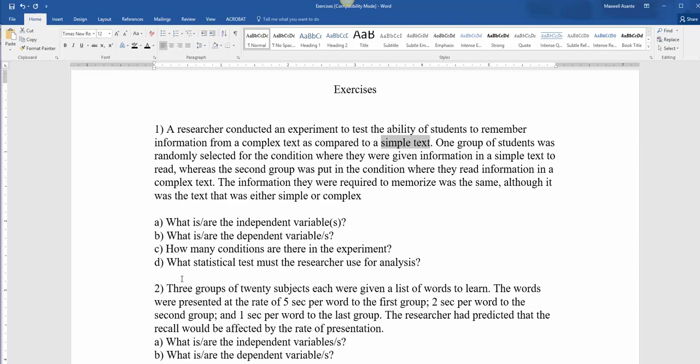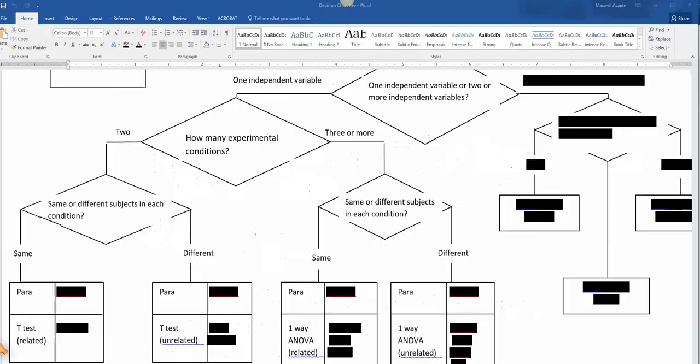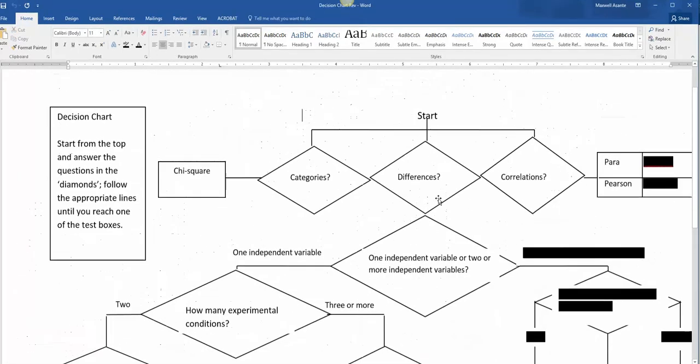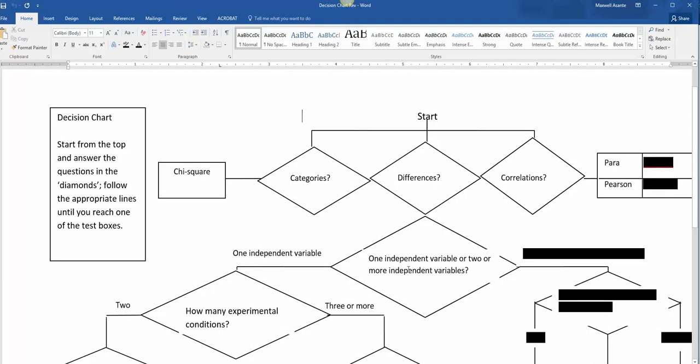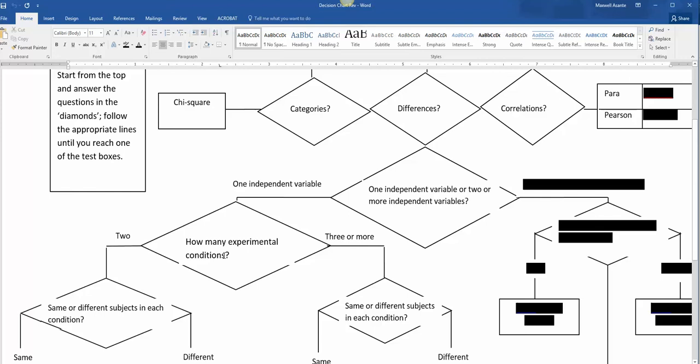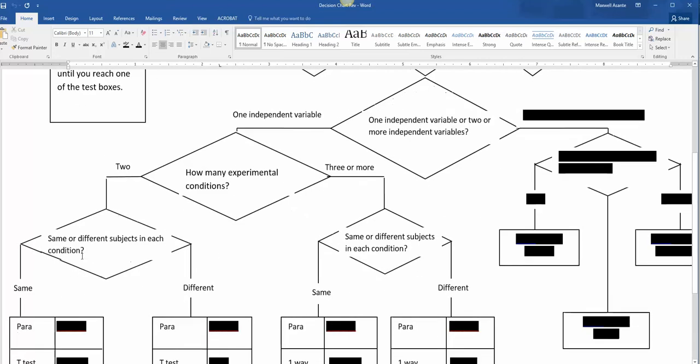The last question is, what statistical test must be used for analysis? What test must the researcher use for analysis? In this case, if we go back to the chart and we consider what has happened, we are looking for differences. There is one independent variable. There are two conditions, that is the simple and the complex. And the question is, do you have the same or different subjects in each condition of the experiment?